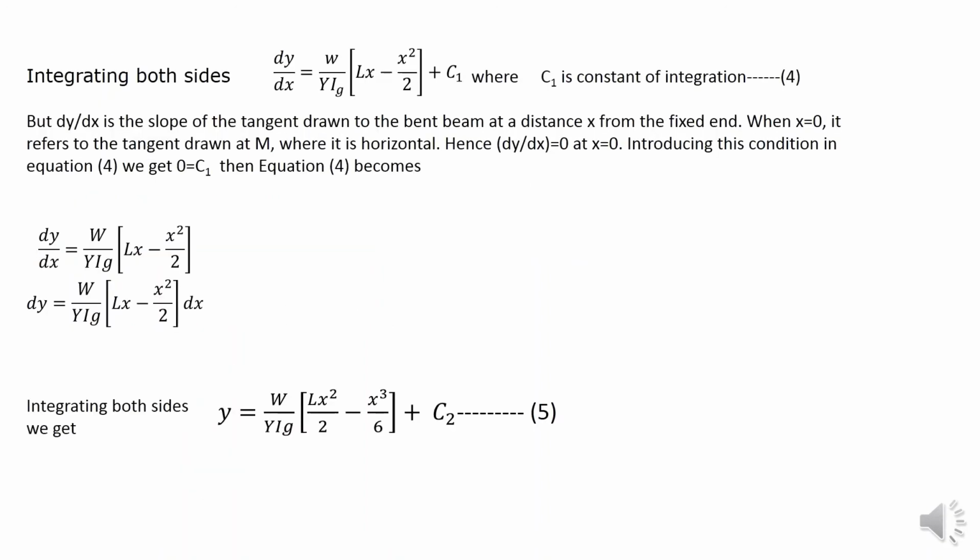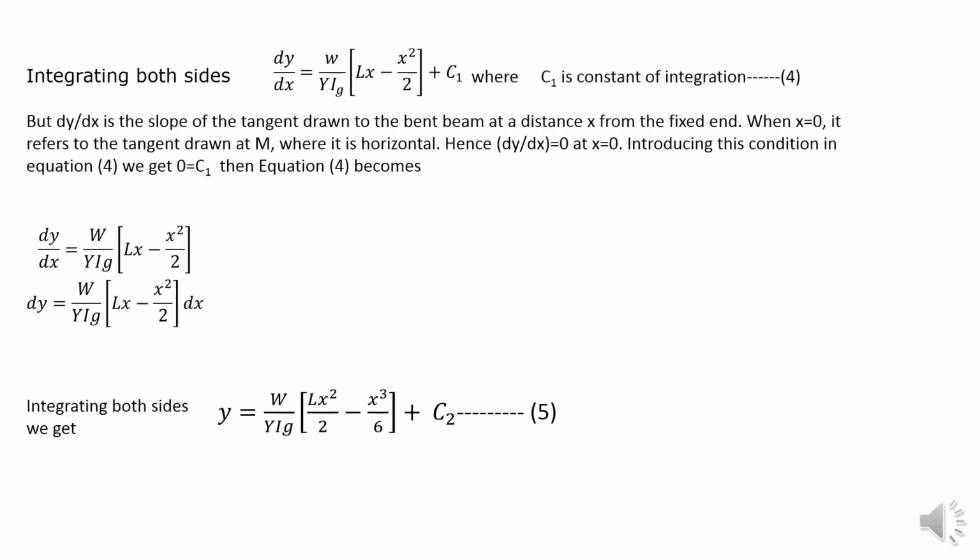Now integrating both sides, we get dy by dx is equal to W by Y into Ig into (Lx minus x square by 2) plus C1, where C1 is the constant of integration. As you see, dy by dx is the slope of the tangent drawn to the bent beam at a distance x from the fixed end. When x is equal to 0, it refers to the tangent drawn at M, where it is horizontal. Hence, dy by dx is equal to 0 at x equal to 0. Introducing this condition, we get C1 is equal to 0.